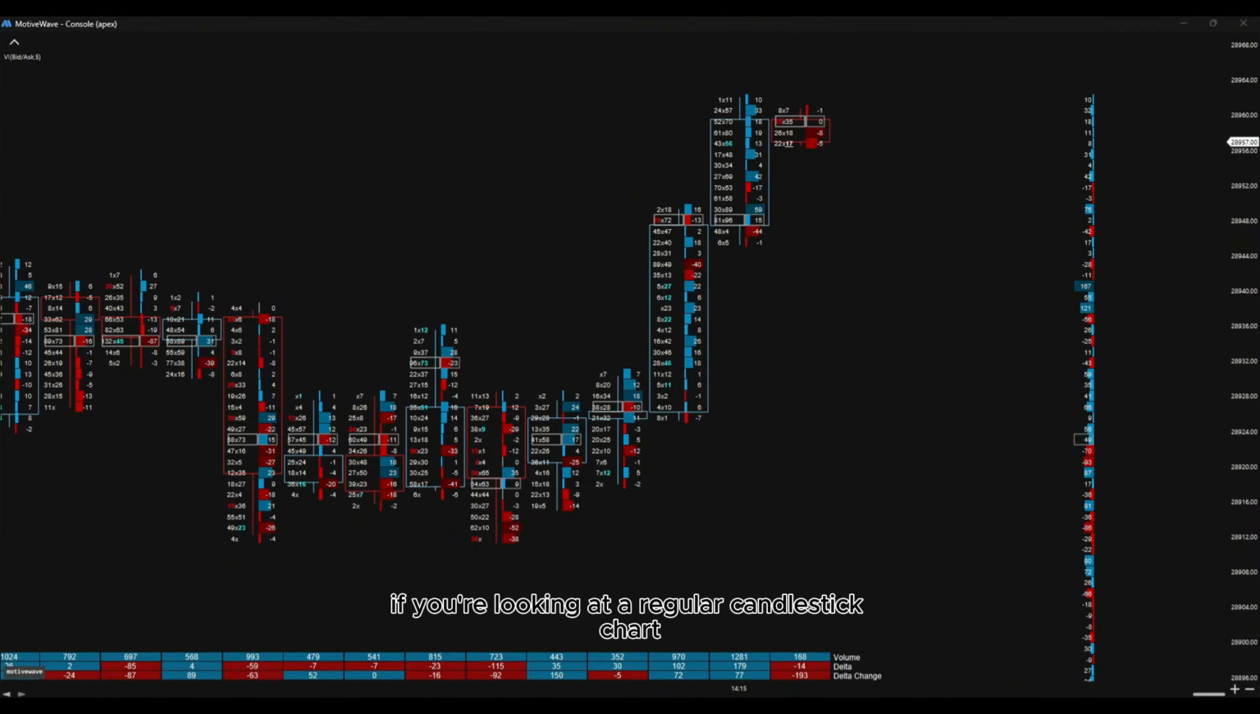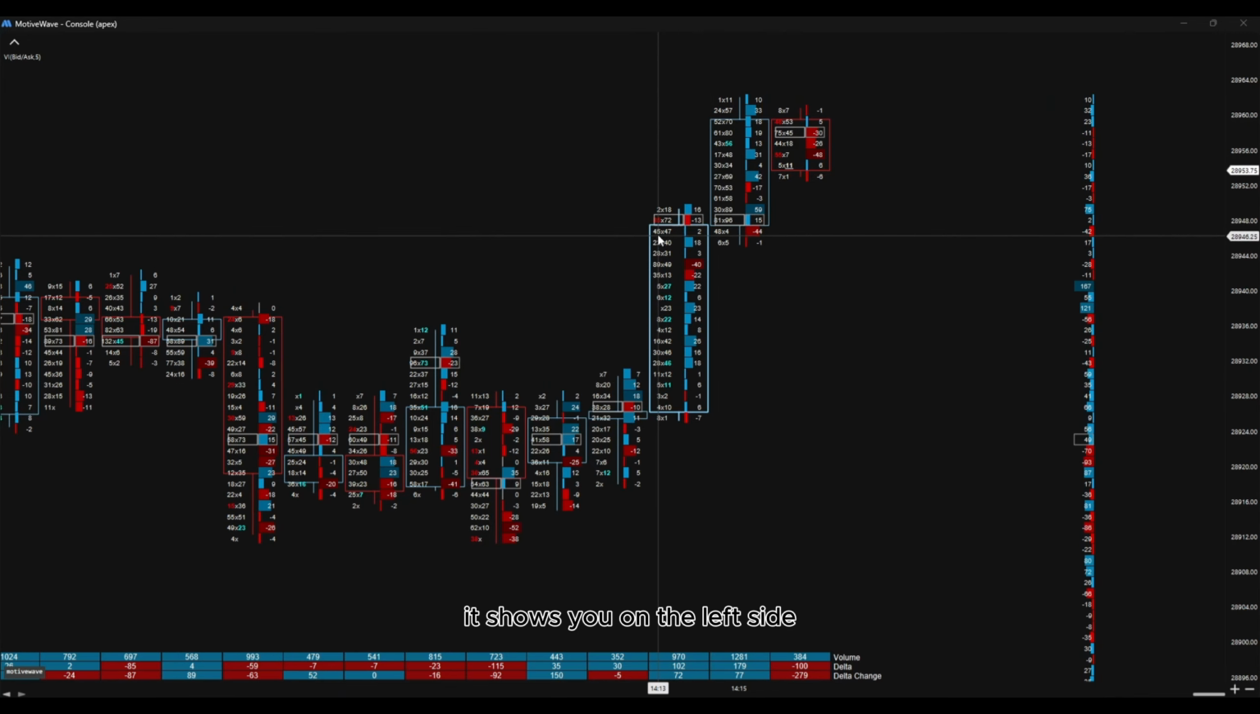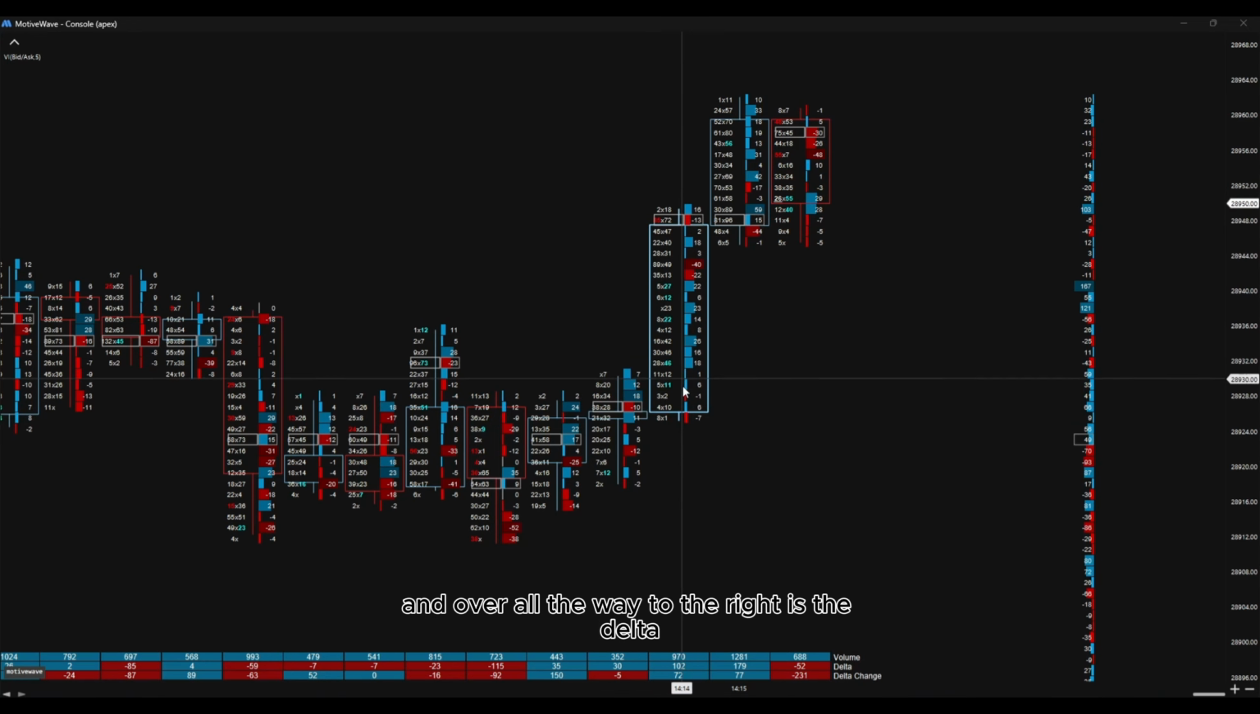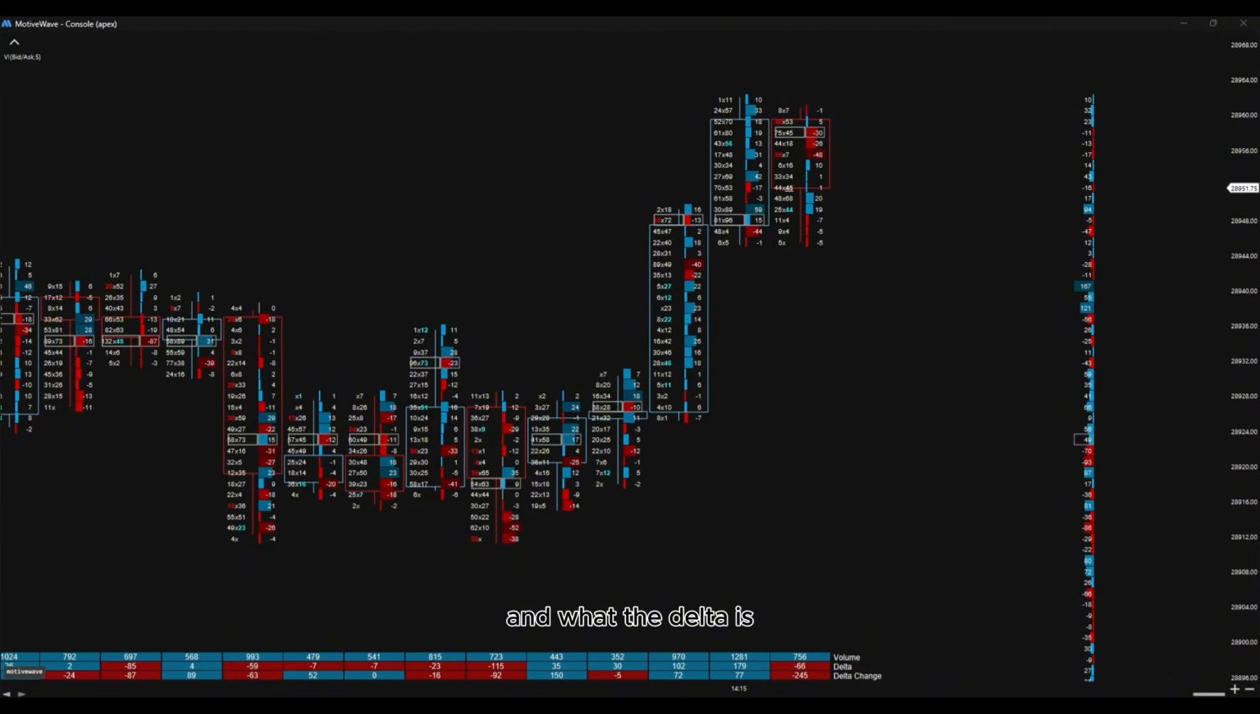If you're looking at a regular candlestick chart, it just shows you the open, high, low, and close. With a footprint chart, you see the open, high, and low and what's happening inside of it. As you can see on the inside of each candle, it shows you on the left side all of the sellers, the right side the buyers, and all the way to the right is the delta. And the delta is just the difference between aggressive buyers and aggressive sellers at each tick.